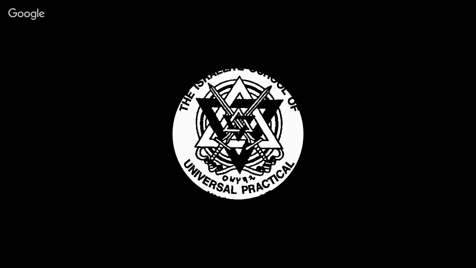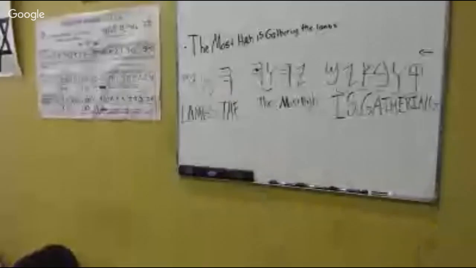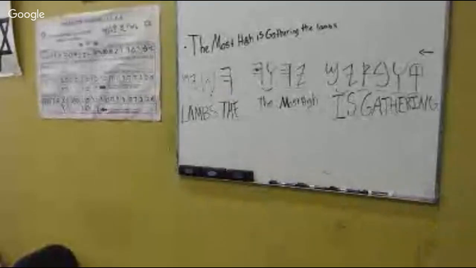So the sentence in English looks like lambs the Most High is gathering. If you can think about it in the English, it's going to be very easy to form in the Hebrew. Lambs the Most High is gathering. But in Hebrew, we're actually saying the Most High is gathering the lambs, which is why I was telling you that certain ways of saying a word make it a little bit difficult to write out.